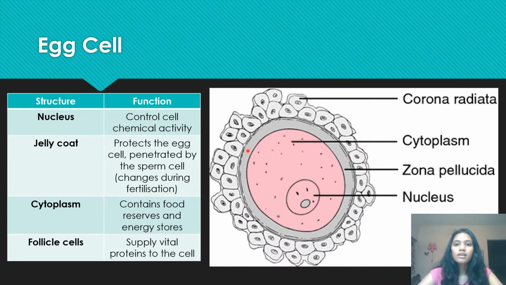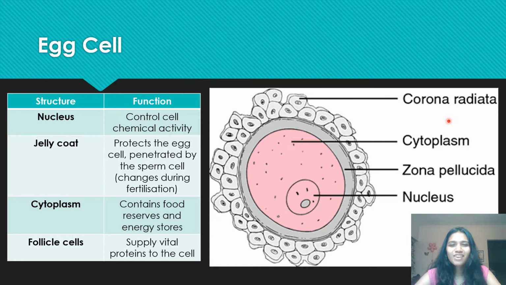Now the egg cell. The drawing of an egg cell is so important. I had this in my test as well, the same test. We had to draw the egg cell and label structures, and I lost a mark because I didn't draw these follicles. Follicles are basically other egg cells that are just about developing, that will become egg cells. It's also called the corona radiata.